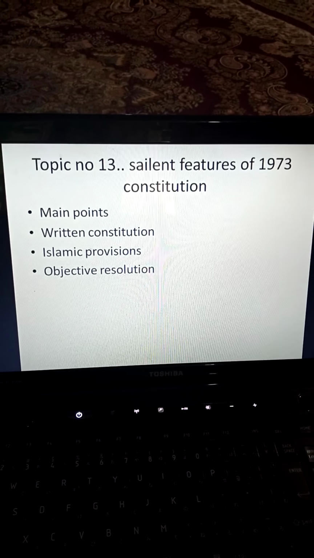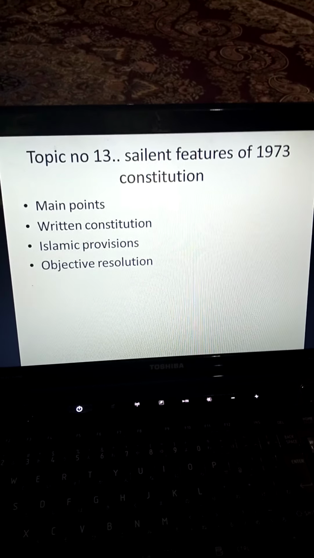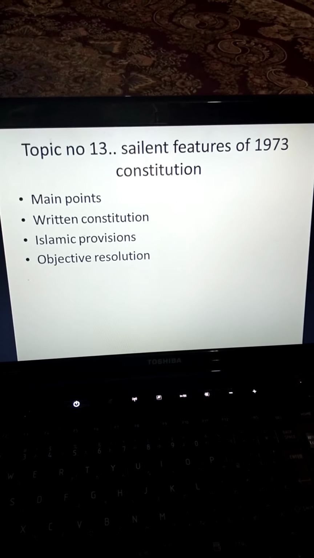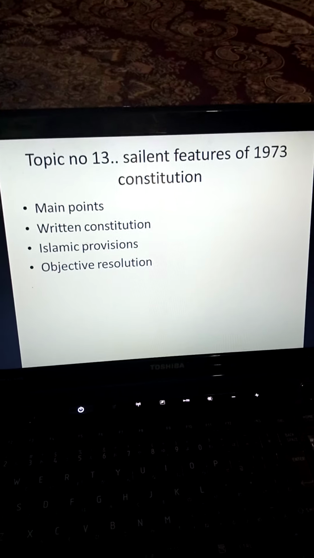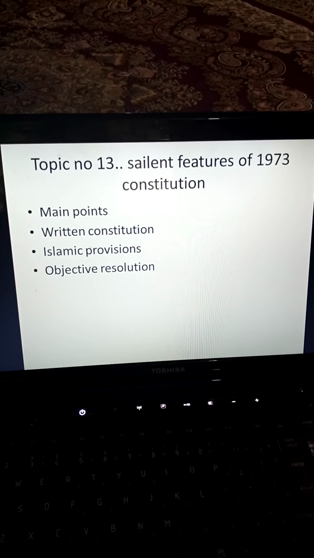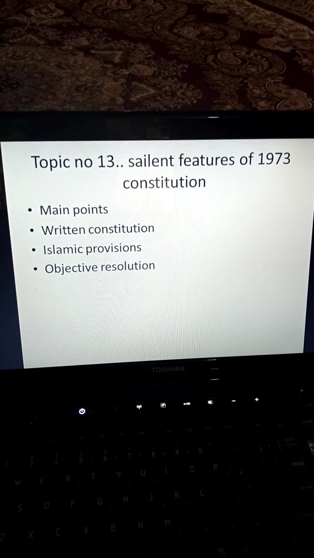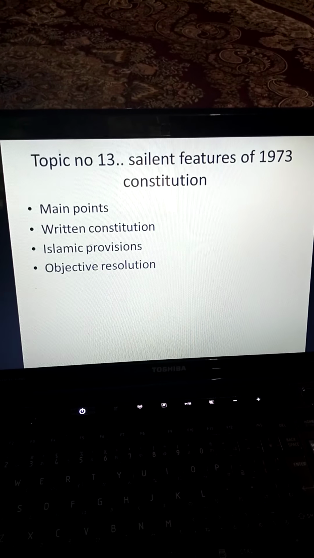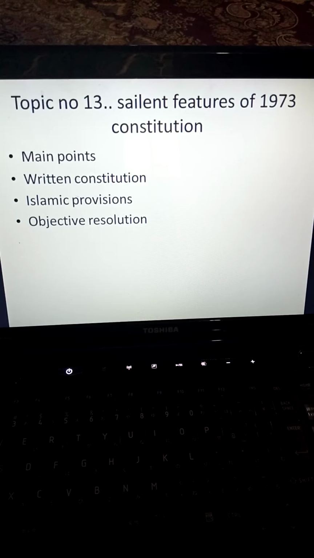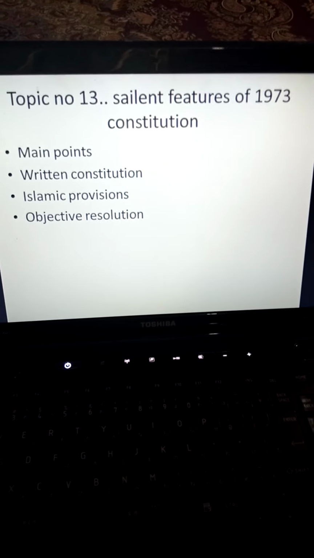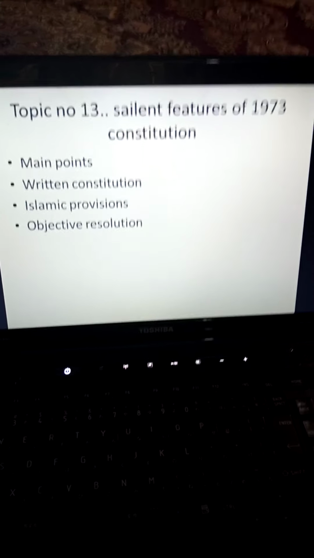Objective resolution was presented by the first legislative assembly. Legislative assembly means the assembly that makes the rules, that makes the law. So it was presented by the first legislative assembly, and that also became the main point of the Constitution 1973. All the acts and all the deeds will be followed according to the Islamic rules and regulations. That was the main aim.